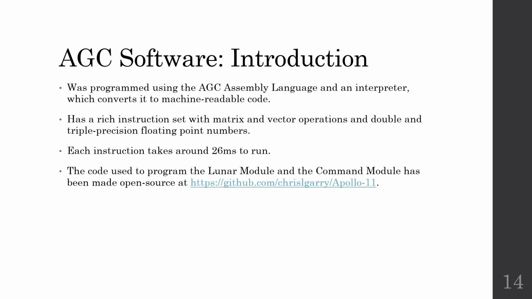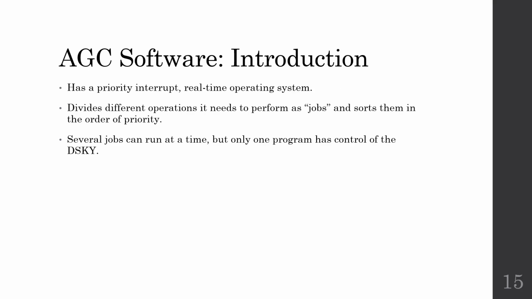And now let's move on to the software part of the Apollo guidance computer. The Apollo guidance computer was entirely programmed in the AGC assembly language and an interpreter. This interpreter converts the AGC code to machine readable code. It has a rich instruction set with matrix and vector operations, and with double and triple precision floating points. Each instruction took around 26 milliseconds to run, and the code used to program the command module and lunar module is available on GitHub, and it has been made open source.